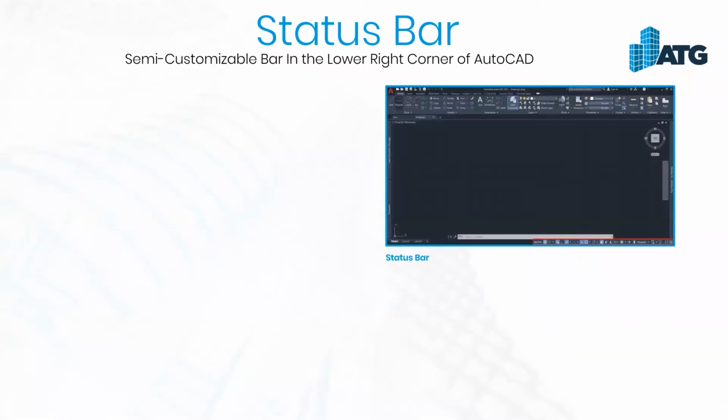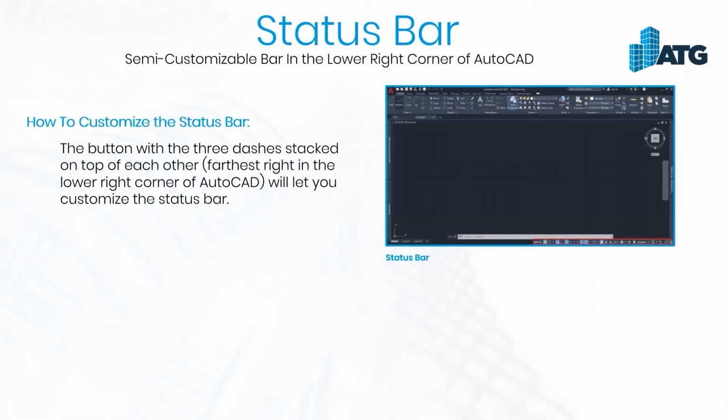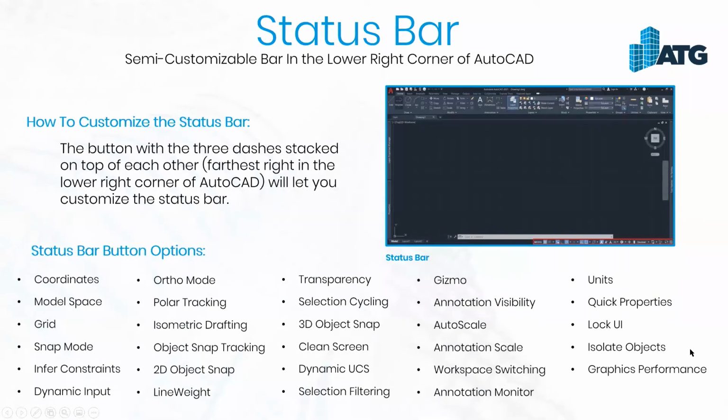Okay, so now we're going to talk about the status bar. This one is semi-customizable. It's in the lower right-hand corner of AutoCAD. You can see it right there with the red box around it. And how to customize it is with the 3 dashes. We call it the hamburger menu or the pancake stack. It's the lowest right corner of AutoCAD. And the reason I say it's semi-customizable is because you get a certain set of options to choose from, and you can toggle them on and off, but you can't add commands and other things to it like you can with the quick access toolbar.